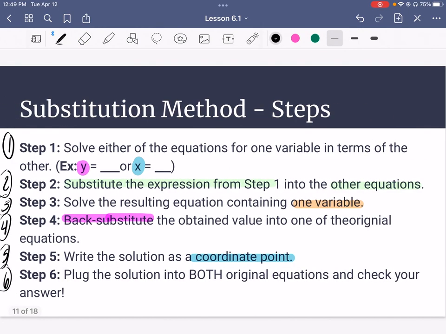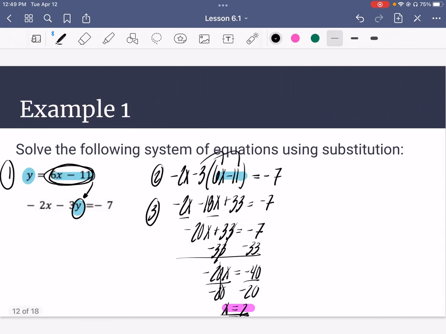Okay, it is very tempting, or easy, to stop at this point and be like, oh, yay, I solved for my variable. But remember, with a system of equations, we are solving for both variables, x and y. So if we look back, this is step number 4. We are back substituting. So step number 4, I will write over here. We're going to substitute the x equals 2 into either equation. It does not matter which one.